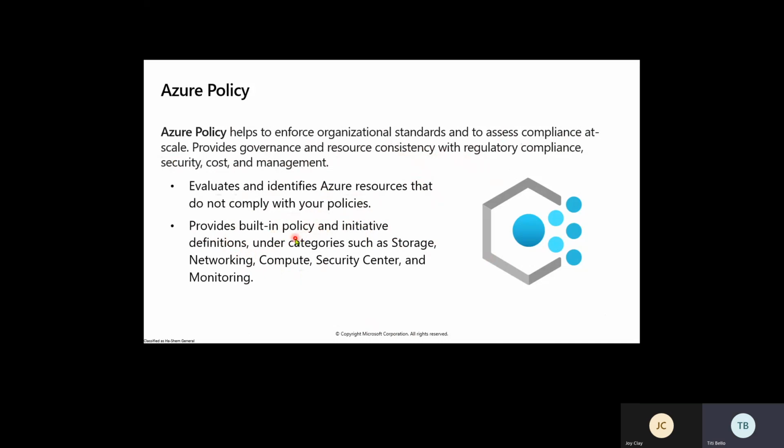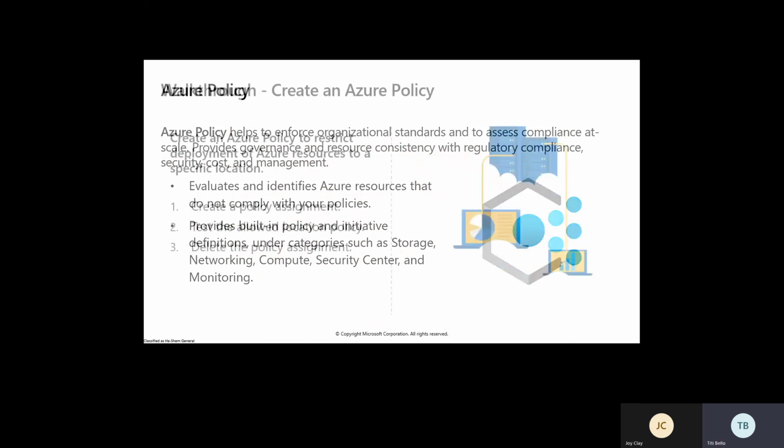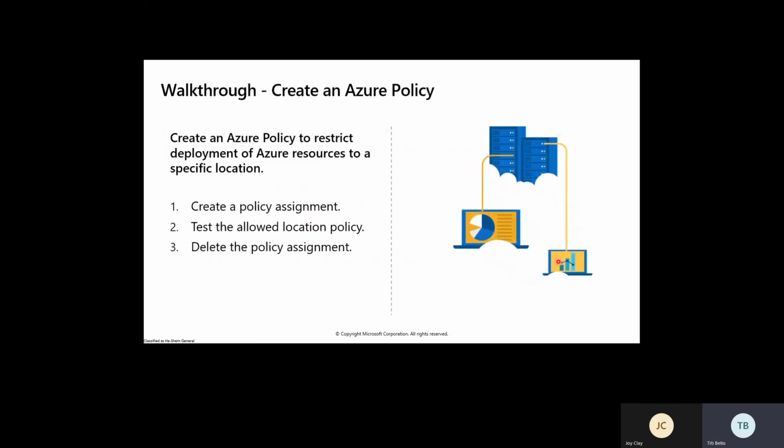There are a lot of pre-built or built-in policies and initiative definitions that have been created for different categories of resources. They can be applied to resources like storage, networking resources, computing resources, and even security resources like Security Center. And then you can apply it at different levels like subscription level, management group level, resource level, or resource group level. So those are ways by which you can apply Azure policy.